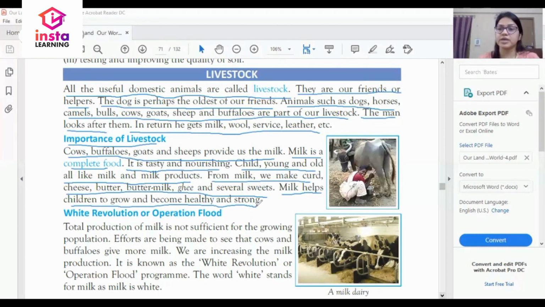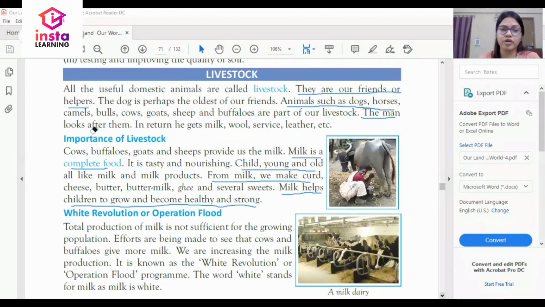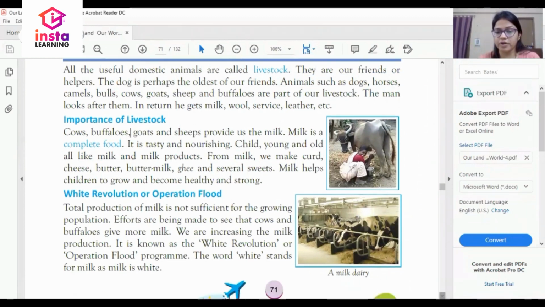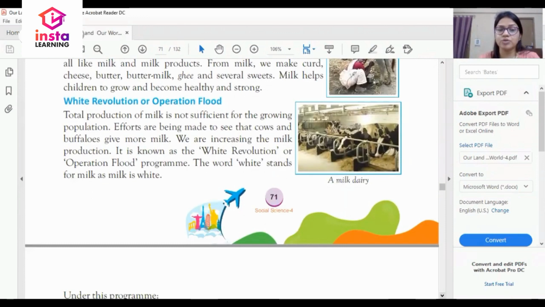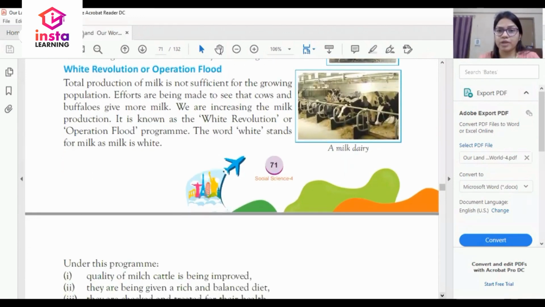So this is the importance of livestock. So let's understand white revolution or operation flood. This is a pictorial part of a milk dairy. So total production of milk is not sufficient for growing population.